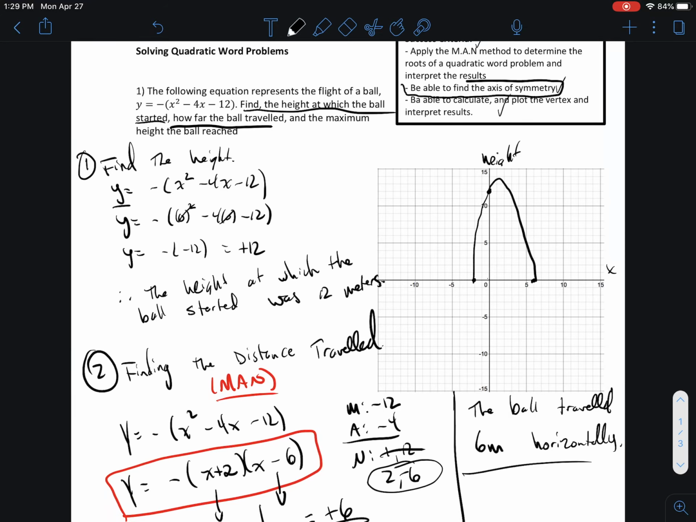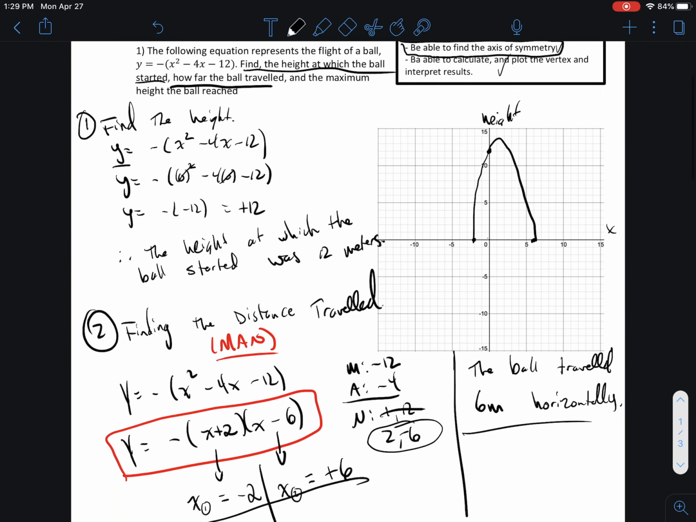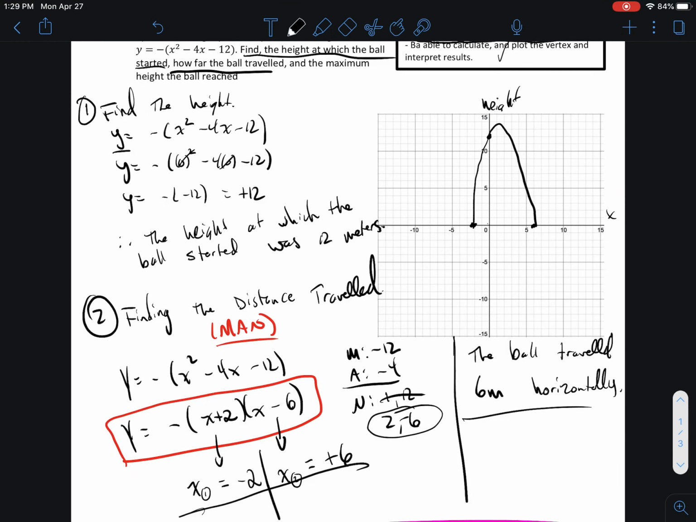But here's the thing. I have what we know as finding the axis of symmetry. We should be already able to do that. To find the axis of symmetry is actually the middle of these two points. So I'm going to find the axis of symmetry, or the middle of two values. So I got negative 2 and I've got 6.